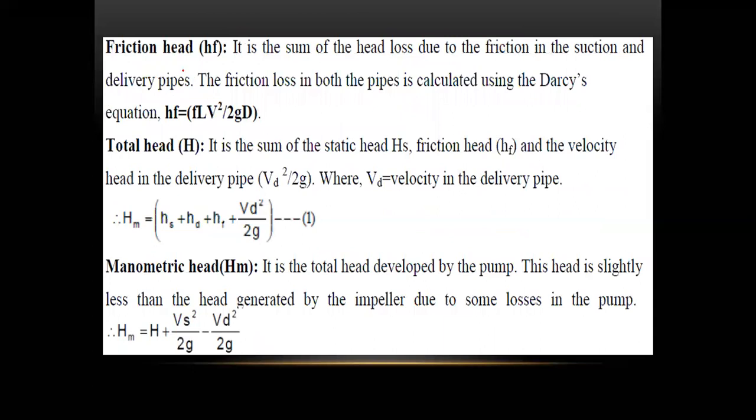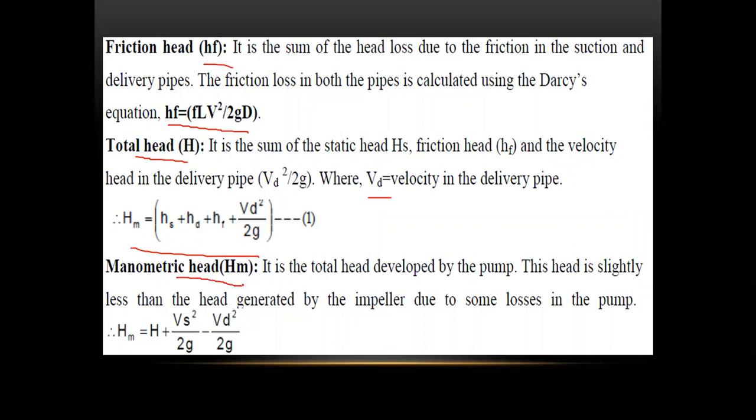Next, friction head Hf. It is the sum of the head loss due to friction in the suction and the delivery pipes. By taking this friction, the Darcy-Weisbach formula, Hf is equal to fLV square by 2gD. Then next one is the total head. It is the sum of the static head, friction head, and velocity head in the delivery pipe, where Vd is equal to the velocity at the delivery pipe. Therefore, total head Hm is equal to suction head plus delivery head plus friction head plus Vd square by 2g.